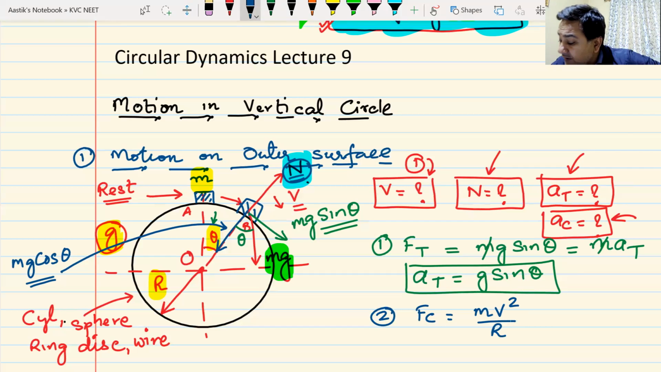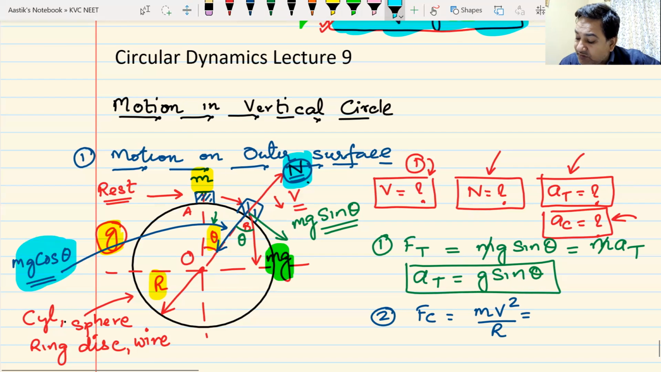mv squared by r must be equal to the net force towards the center. Now when I have to find the net force towards the center, what I see is one force is mg cos theta, which is towards the center. One force is the normal reaction, which is outwards. So one force is inwards, the other force is outwards. So you have to find the net force.